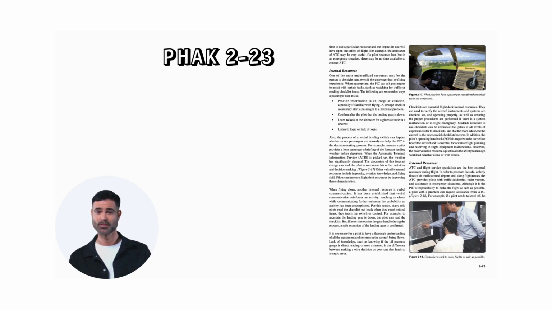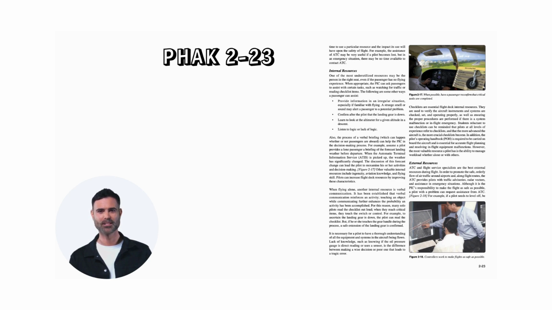External resources. ATC and flight service specialists are the best external resources during flight. In order to promote the safe, orderly flow of air traffic around airports and along flight routes, the ATC provides pilots with traffic advisories, radar vectors, and assistance in emergency situations.